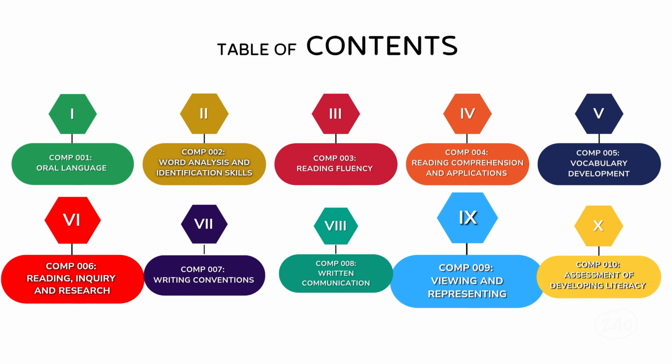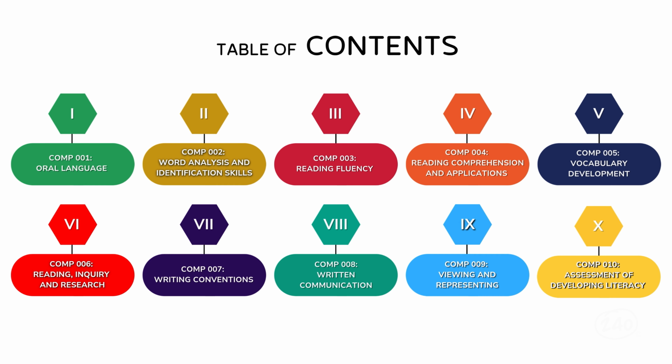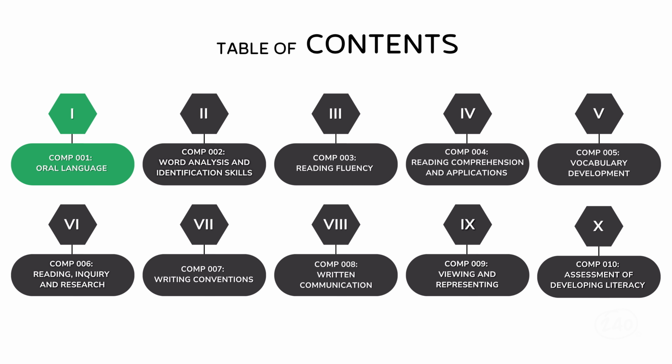Now, the Core Subjects EC through 6 English Language Arts and Reading test consists of 10 areas called competencies. These are oral language, word analysis and identification skills, reading fluency, reading comprehension and applications, vocabulary development, reading inquiry and research, writing conventions, written communication, viewing and representing, and assessment and developing literacy. I know, that's a lot. Each competency has descriptive statements that give more detail, but still not quite enough.